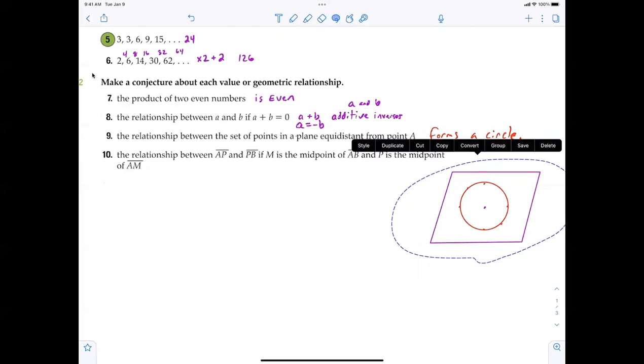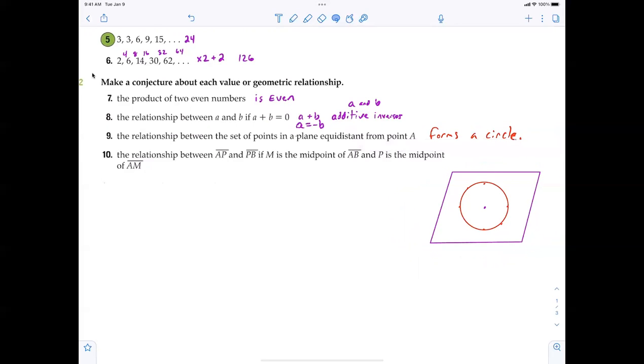The relationship between AP and PB, if M is the midpoint of AB and P is the midpoint of AM. Man, I have no idea. So I'm going to draw something here. And I'm going to put down A and P. And now I have to put P and B down. But does it say that they're on the same line? Does it say they're on the same line? So could I put B over here? Yeah, I'm going to put B over here just because I'm not sure. Because I don't want to leave anything to chance.